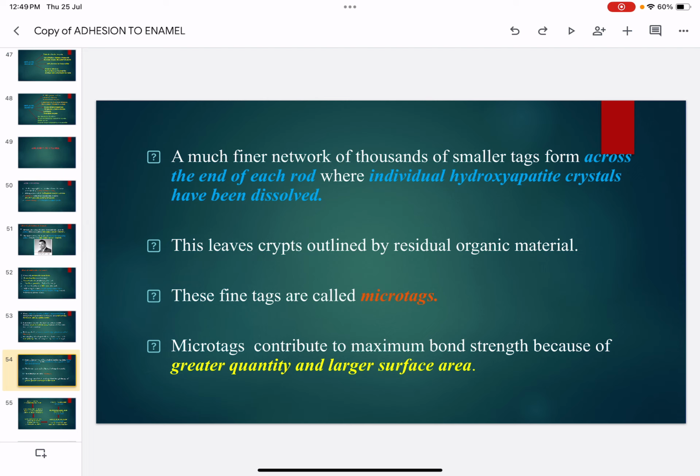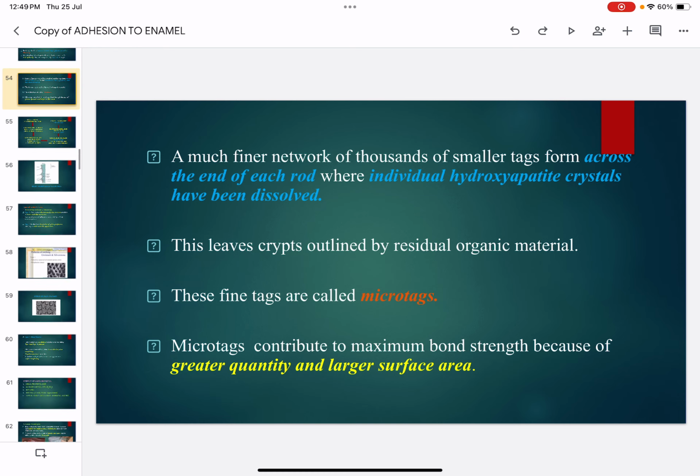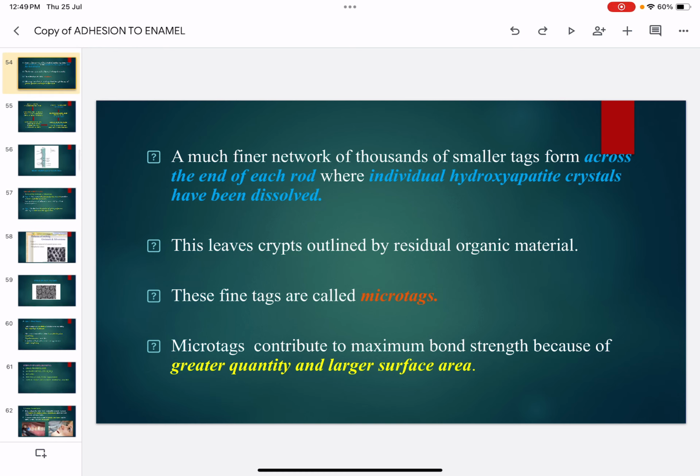Micro tags are a much finer network. They form across the end of each rod where the hydroxyapatite crystals have been dissolved. And it is the micro tags which contribute to the maximum bond strength because of their greater quantity and larger surface area.